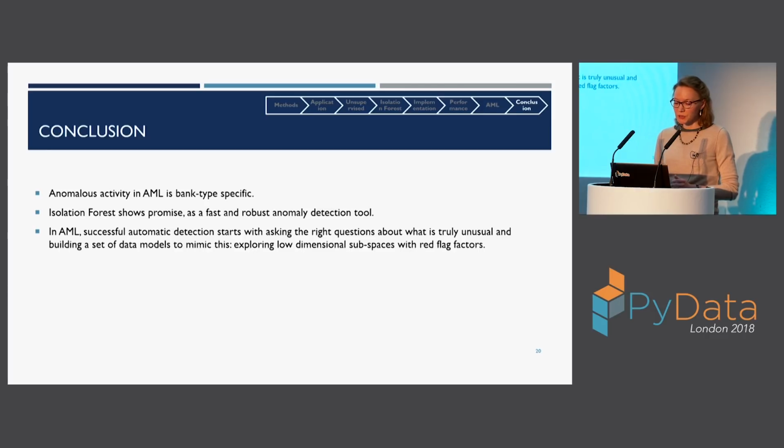So, in conclusion, the anomalous activity in AML is bank type specific. Different strategies are used for different types of bank. Isolation forest is a promising, robust classifier that can be used within the AML space. The successful automatic detection starts with asking the right question and then optimizing the data set for the data model that you want to construct.